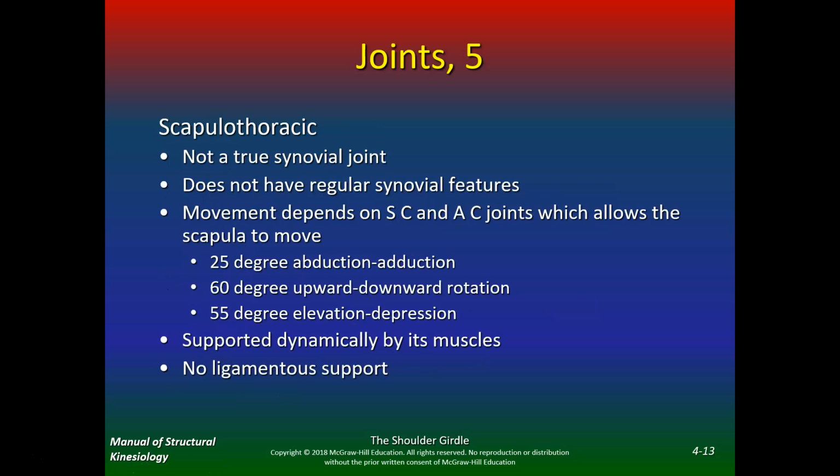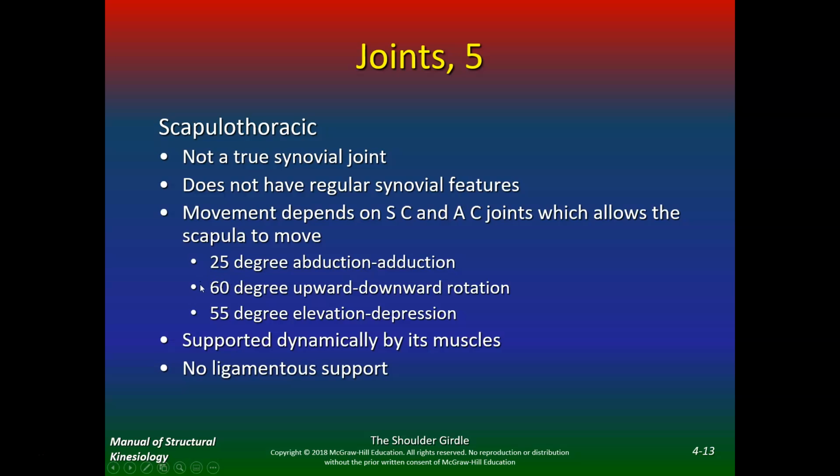The scapulothoracic, which is your scapula on your thoracic cage, is not a true joint and does not have regular synovial features. Movement depends on the SC and AC joints, which allow the scapula to move. Now this is very, very important right here. It allows 25 degrees of abduction and adduction, 60 degrees of upward and downward rotation. So really your glenohumeral joint only moves 120 degrees, and then the rest comes from your scapulothoracic, which is the 60 degrees. So 120 plus 60 gives you 180 degrees.